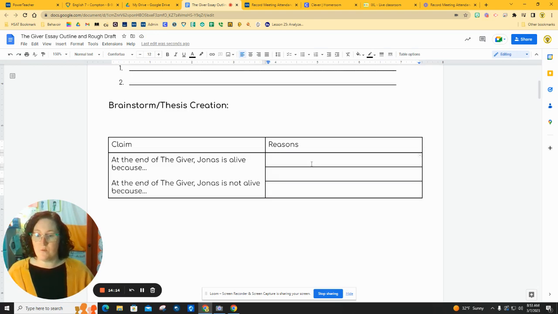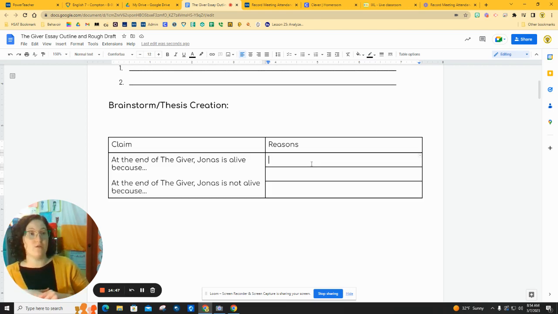What are some reasons why we would think he's alive? There's a multitude of different reasons. He's hearing music, which could be a reason why you think he's alive, or a reason why you think he's not alive. You could say that he's hallucinating. You could say that his hallucinations are a reason he is alive, or a reason he's not alive.